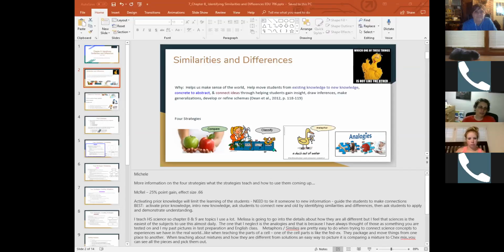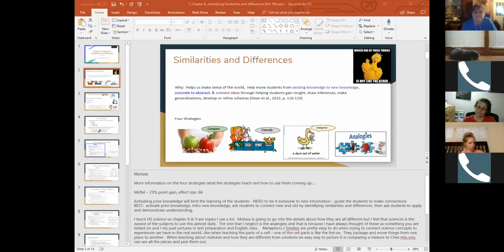Now, I teach high school science, so these are like my bread and butter. I do this all the time: classifying, comparing, and even building metaphors. When I was teaching biology and we were talking about the parts of the cell, which can get pretty complicated, I could say, oh, but this is like your FedEx. He's your package and delivery person. Building that metaphor really helps them tie what they already know to new information. So it's something I really like.